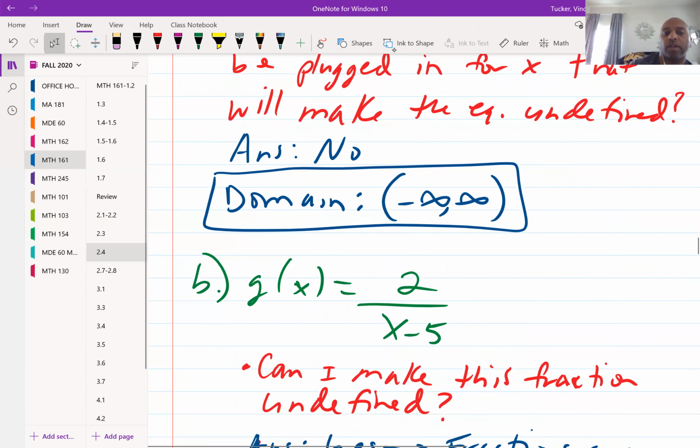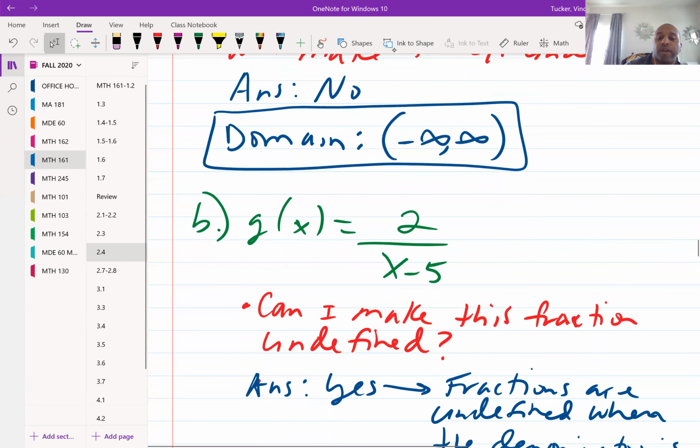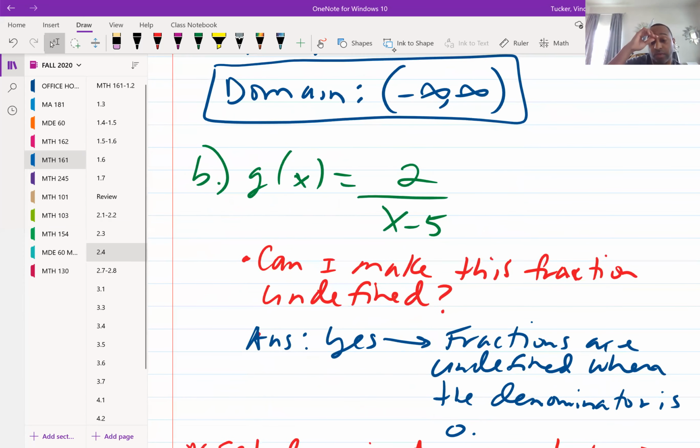Scroll up. All right, so the next one, and this is what I mean when I say a pre-existing condition. Here we have a fraction. We have g of x is equal to 2 over x minus 5. Can you make this fraction undefined? The answer is yes. Fractions are undefined when the denominator is 0.